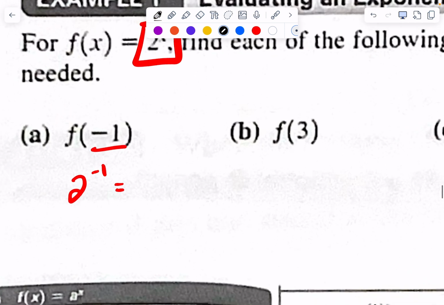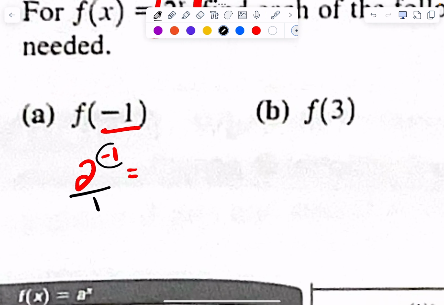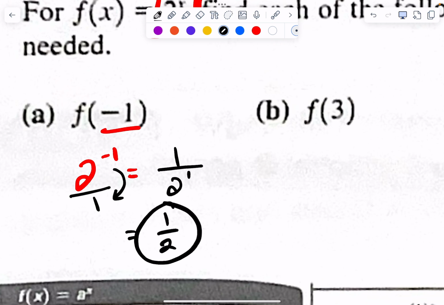What do you do with negative exponents? How do you turn your negative exponents positive? Do you remember? I'm going to tell you, and you're going to be like, oh, yeah, that's right. This is a fraction over 1, right? If I want this exponent to be positive, I'm going to bump it down to the bottom. So this will be 1 over 2 to the positive first power, or just 1/2, right? That's how you deal with a negative exponent. So -1 is at 1/2.